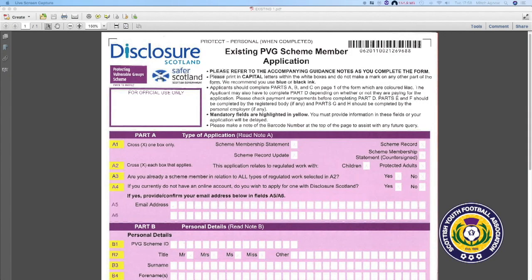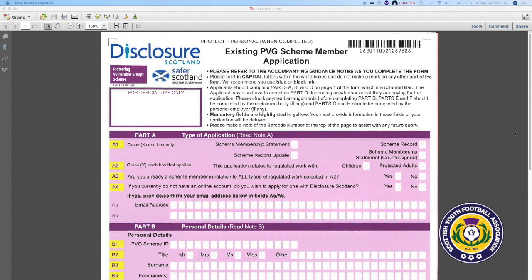For those filling in an existing form, they can find their previous PVG number. It's halfway down the certificate on the left-hand side. If you do not have your PVG certificate, you can contact Disclosure Scotland on 03000 2040 and they will give you a note of your 16-digit PVG number.